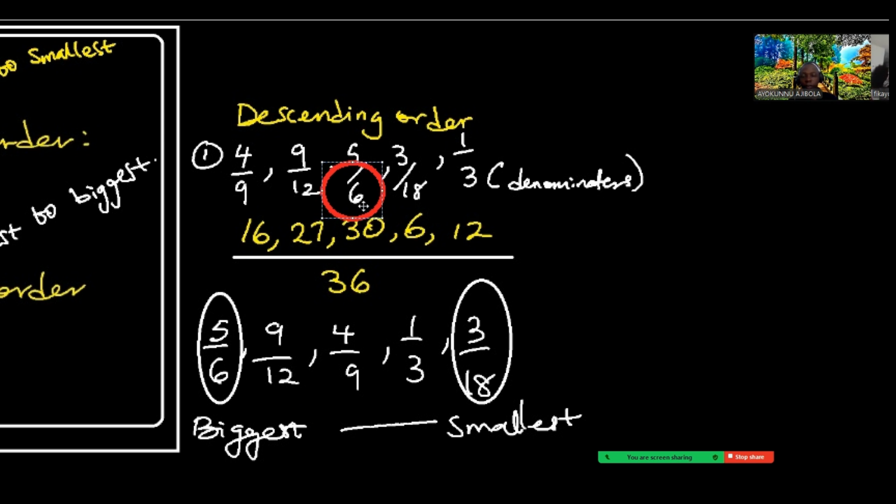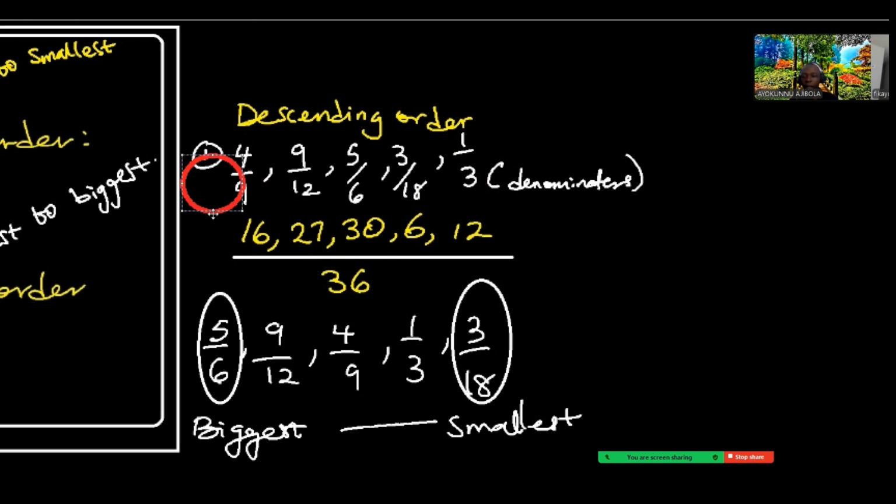What do you call it? 6. So how many 6 in 36? That is 6. 6 times 5 gives us what? 30. Now, how many 18 is in 36? That's 2. 2 times 3 gives us what? 6. And the next one is what? 3. How many 3 is in 36? That's 12. 12 times 1 gives us what?